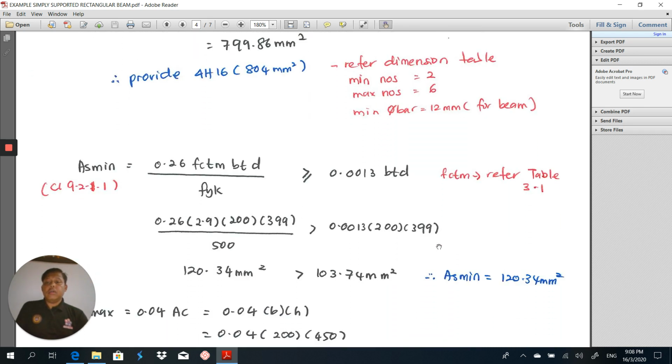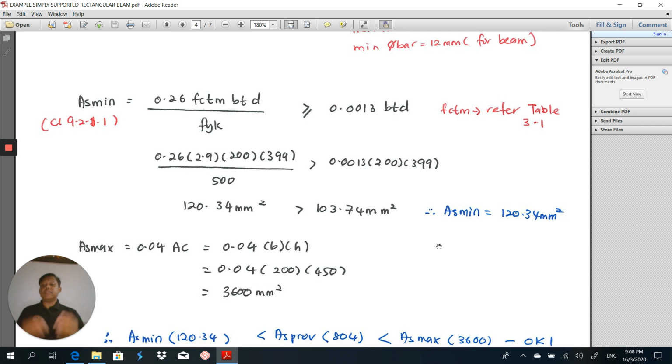After we determine the As, what we call As provided, we have to compare this value with As minimum and As maximum. So for As minimum, we can refer to clause 9.2.1.1 using this formula, 0.26 fctm bt d over fyk, which should be compared with 0.0013 bt d. So the fctm value is referred to table 3.1. So you check the fck value given in your question or in your solution, which is 30 Newton per millimeter squared. That's why my fctm here is 2.9.